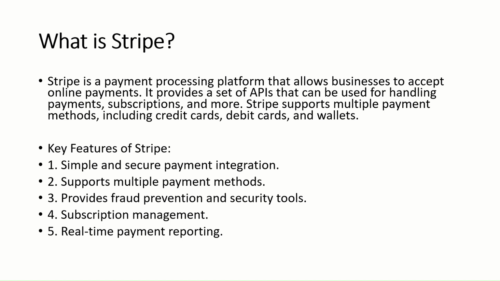Key features of Stripe are its simple and secure payment integration, support for multiple payment methods, and fraud prevention and security tools. Subscription management is also there, and real-time payment reporting is also there in Stripe. So these are the features that you can use of Stripe. Okay, so that is what Stripe is, and these are the key features of Stripe. There are other payment gateways also available like Razorpay. There is a video on my channel where I have discussed how to integrate Razorpay in a Spring Boot application, so you can also watch it. Based upon your convenience, you can use any of them.